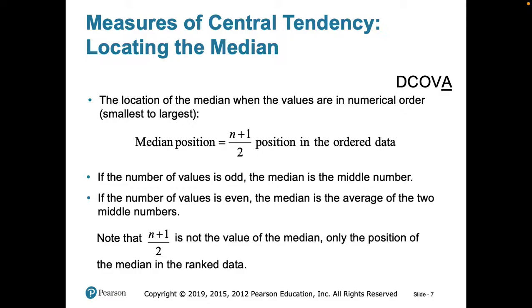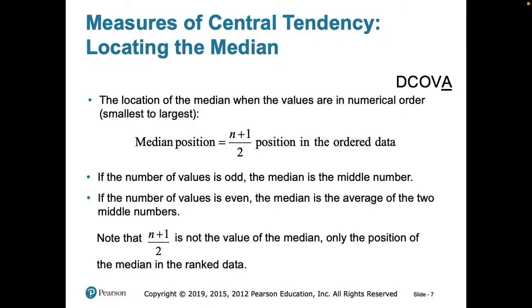So what would happen if we have 6 observations rather than 5? Then you don't have a number that is exactly in the middle. So what you do in that case, you do the same formula. You add 1 to the number of observations that you have. You divide by 2, and then the value is not going to be the median, but it's going to be the position in the ranked data. It's really simple, right?